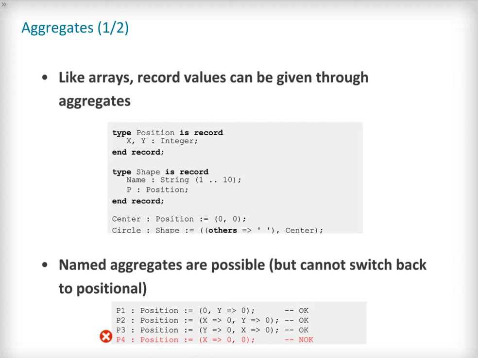Note that these aggregates can be nested one within the other. For example, here when I'm initializing circle, I'm opening a first aggregate, and then I'm opening a second aggregate to actually initialize the string, which is an array of characters. And then for the second value, I'm just reusing the value coming from a previous initialization through the center variable.